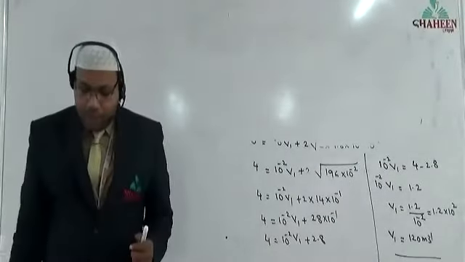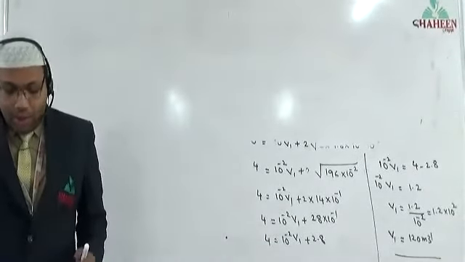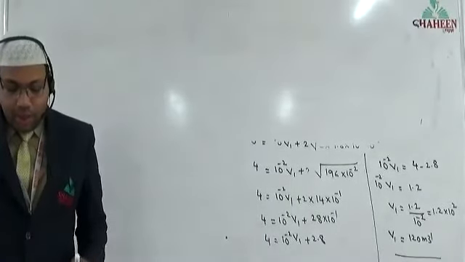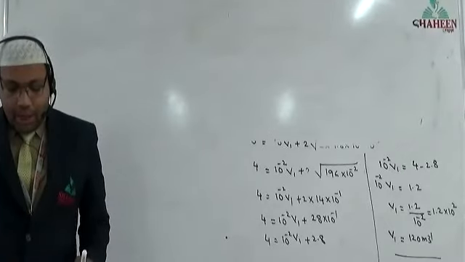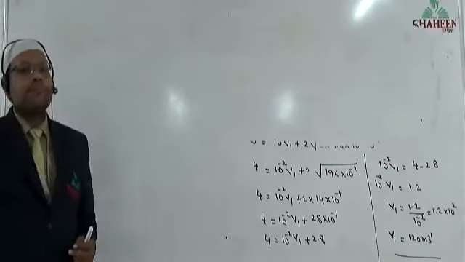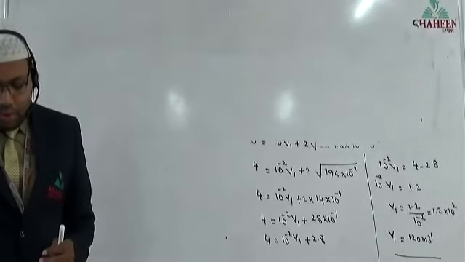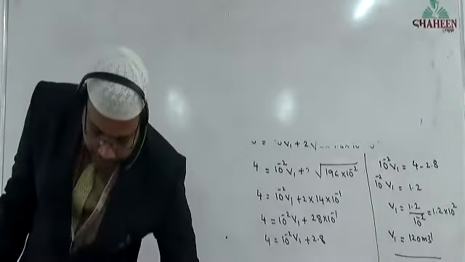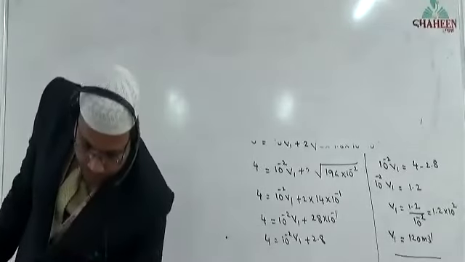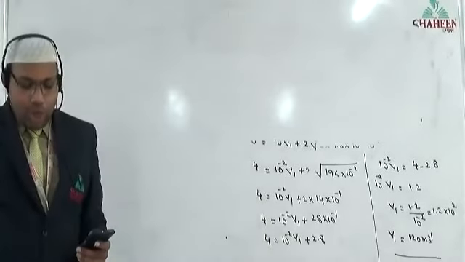A body A with momentum capital P collides with another identical stationary body B one dimensionally. Capital B likhna hai beta, one dimensionally.